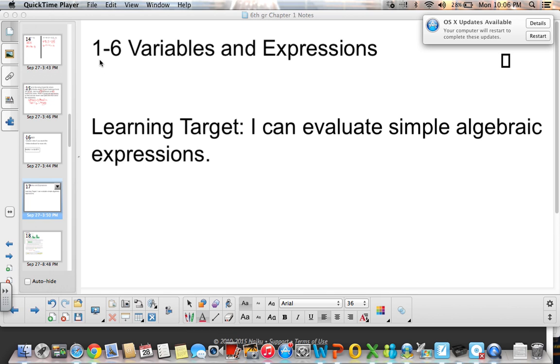Remember, you should be writing your notes in your math notebook, not just on a random sheet of paper. If you don't have your notebook, obviously do that, and then make sure it gets taped or paper clipped or stapled into your math notebook so all of your notes are all together.